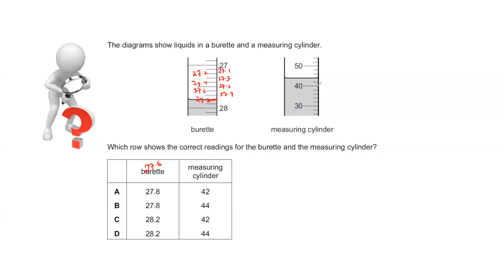What about the measuring cylinder? As you can see, between 30 and 40 there are 5 lines, so each line represents 2. So this will be 32, 34, 36, 38 and then 40. Then this will be 42 and then the second line will be 44. So the measuring cylinder reading is 44 and the burette reading is 27.8. So the correct answer is B. Is it clear to everyone? So a burette reading is from top to bottom, whereas measuring cylinder readings are from bottom to top.